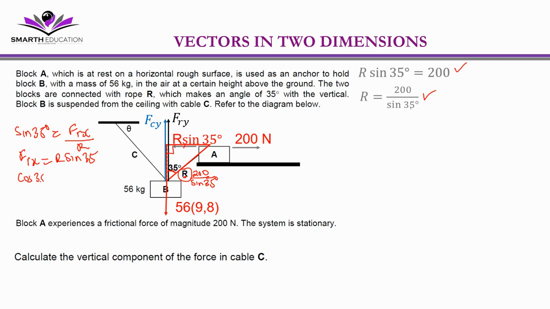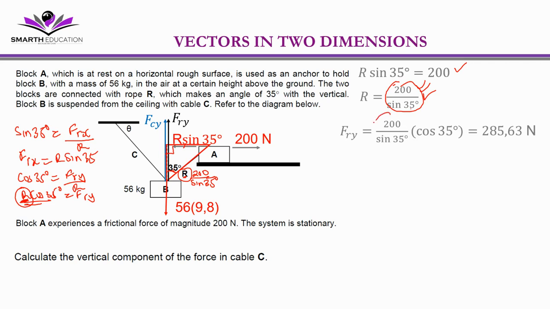Cos 35 degrees is equal to the vertical component of R, F_RY, over R. Then we multiply by R on both sides. R times cos 35 degrees is equal to the vertical component of R. And what is R? We got 200 over sine 35. So where there's R here, we put 200 over sine 35 and we get something like this. See that? And then we just put this in the calculator. That is the vertical component of R.